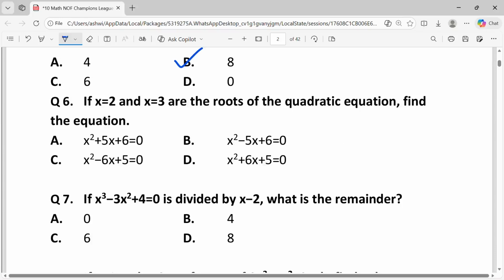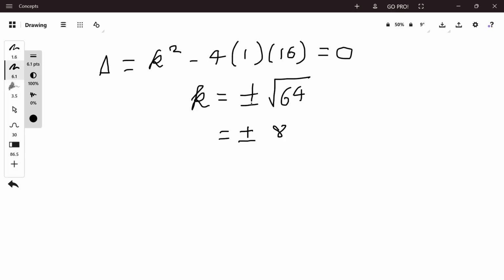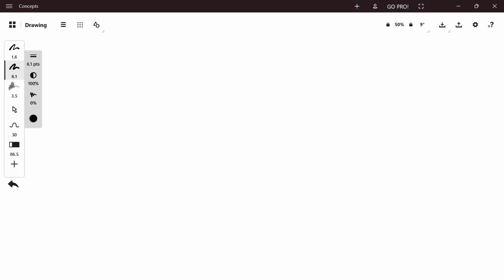Question 6. If x is equal to 2 and x is equal to 3 are roots of the quadratic equation, find the equation. For a quadratic equation x square plus bx plus c equal to 0 with roots r1 and r2, the following relationship holds. Sum of roots r1 plus r2 is equal to minus b. Product of roots r1 r2 is equal to c.